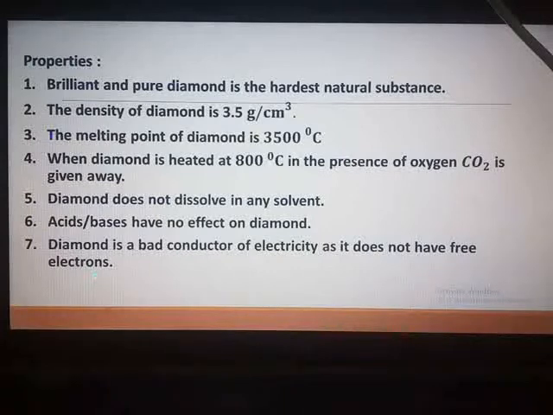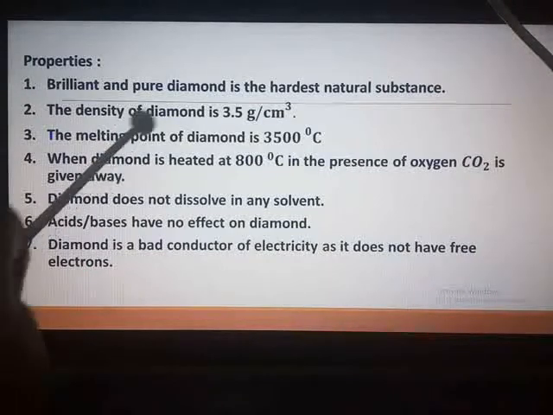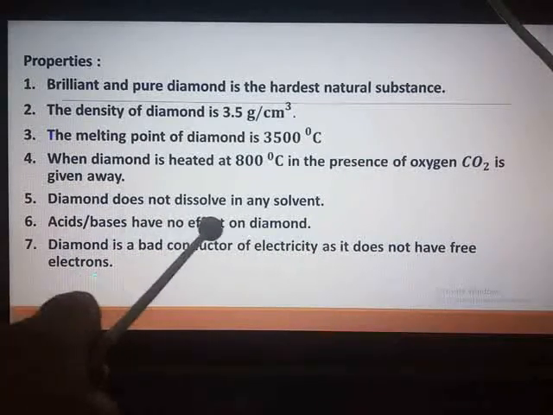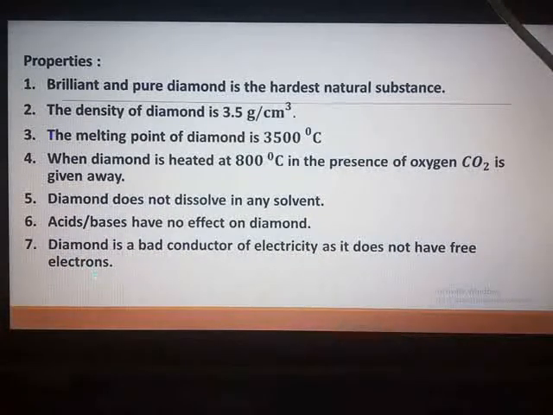Why only carbon dioxide? What do you mean by diamond? Diamond means carbon indirectly. So when carbon is heated in the presence of oxygen, carbon reacts with oxygen forming carbon dioxide. It does not dissolve in any solvent. Neither acids nor bases have any effect on diamond, and it is a bad conductor of electricity because it does not have any free electrons, which are required for the conduction of electric current.